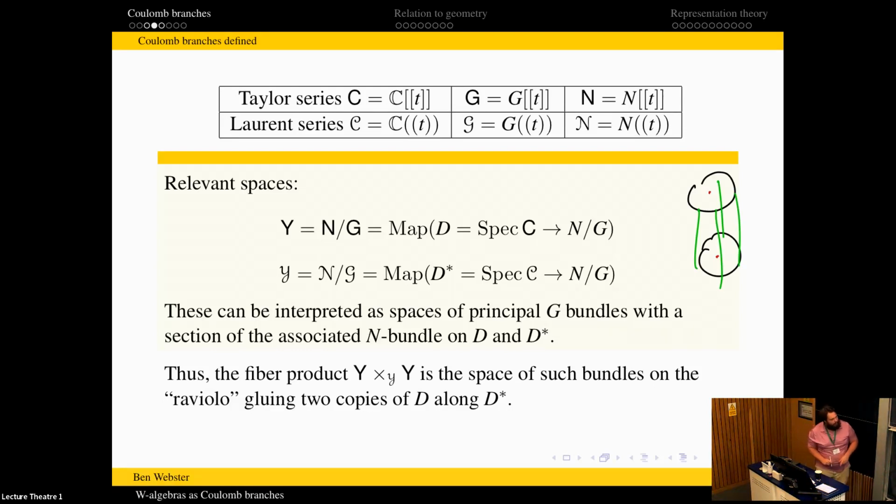So we often call this a raviolo. So I start with two sheets of pasta, and I stick the sheets of pasta together around the edges. As you know, that's very hard, but we can do it. But there's still a little bit of filling in the middle that remembers the difference between the two sheets of pasta.